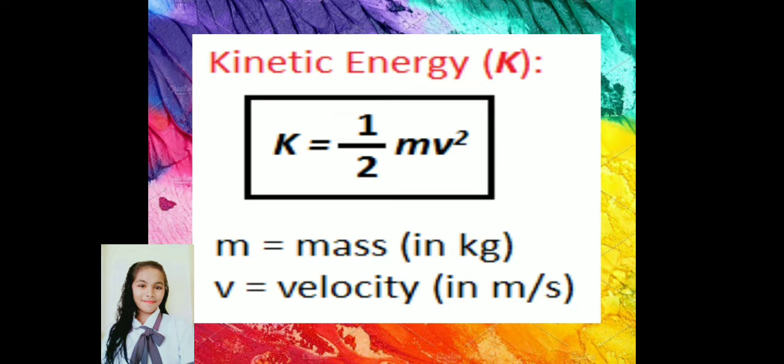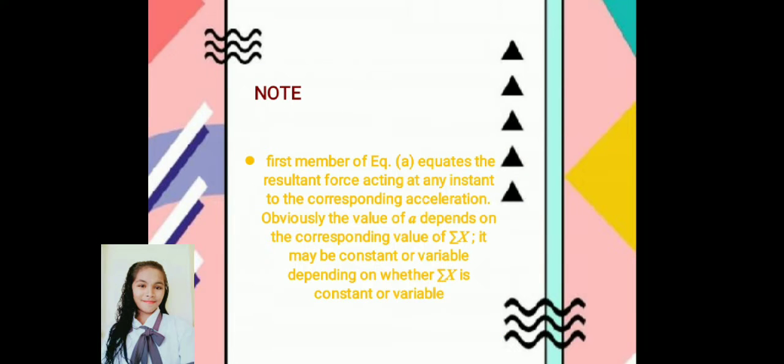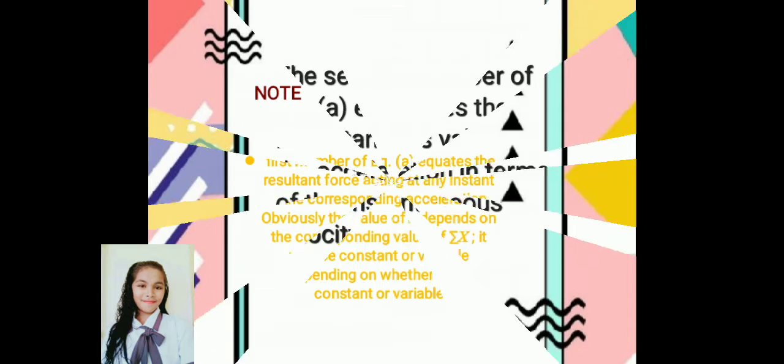We know that the kinetic energy formula is K is equal to 1/2 mv squared, where m stands for mass in kilograms and v stands for velocity in meters per second. In the first member of equation A, equate the resultant force acting at any instant to the corresponding acceleration. Obviously, the value of a depends on the corresponding value of the sum of F. It may be constant or variable, depending on whether the sum of F is constant or variable.